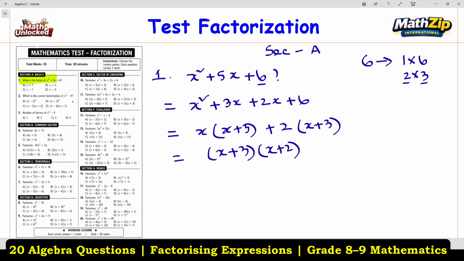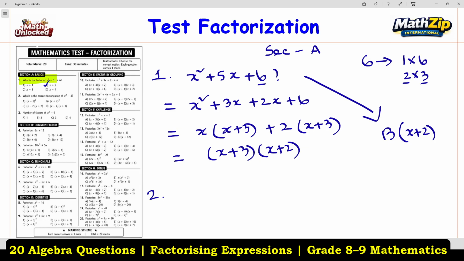So which option is it? What is the factor of x² + 5x + 6? Option B has x + 2. So we can say the correct answer is B, which is x + 2. Okay. Number 2.